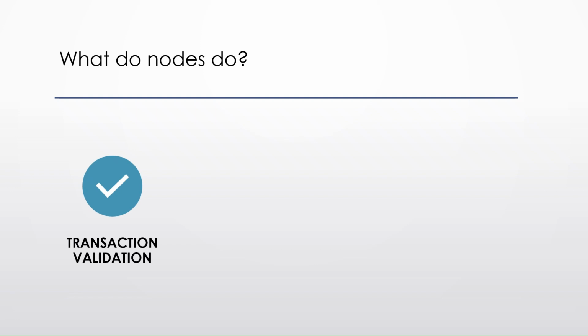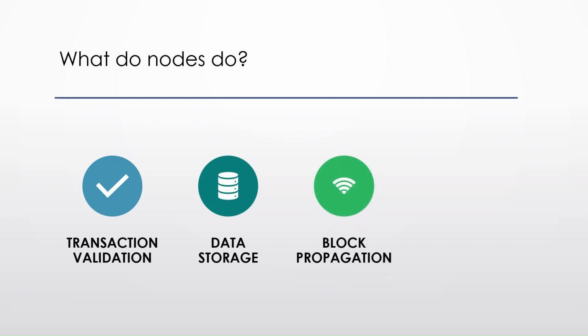All right. Nodes also participate in data storage. Many nodes keep a full or partial copy of the blockchain, ensuring that the history of transactions can't be lost or changed. Also, block propagation. This is when a new block is created, nodes share it across the network so that everyone stays synchronized.